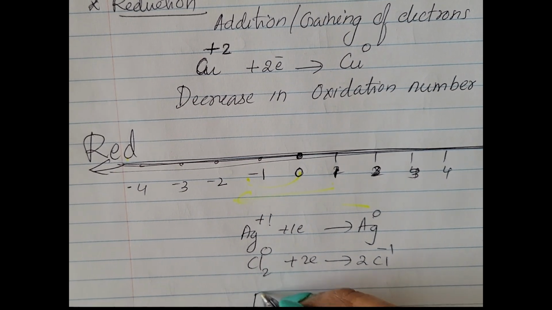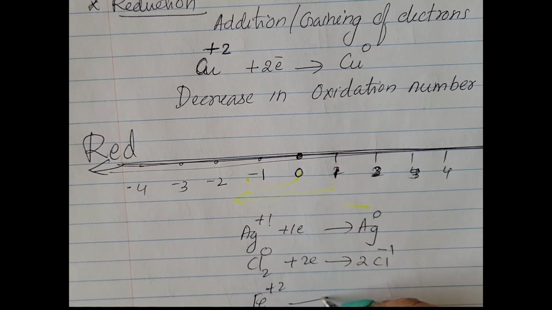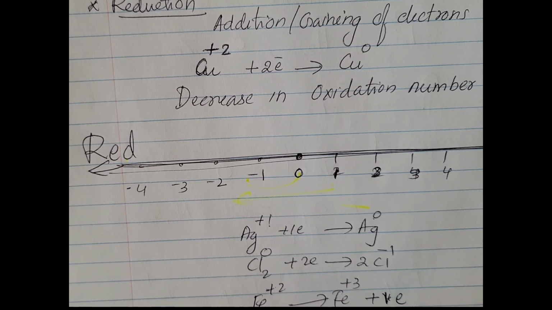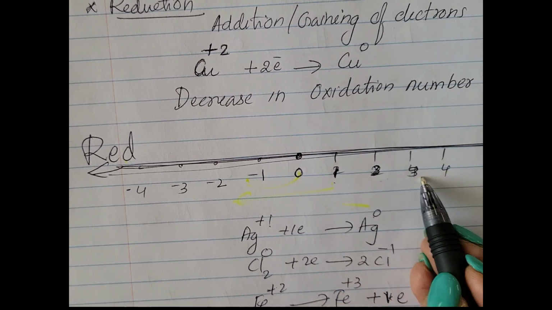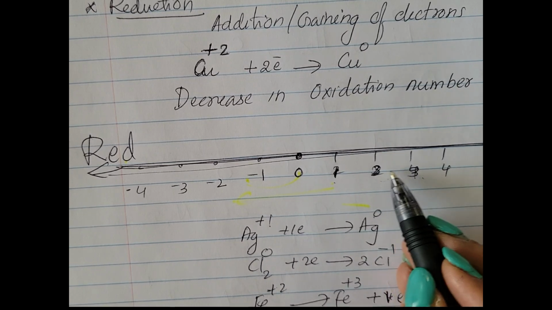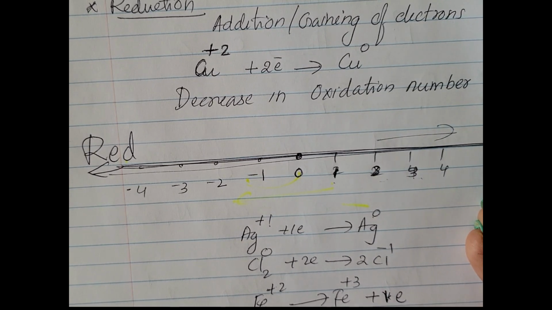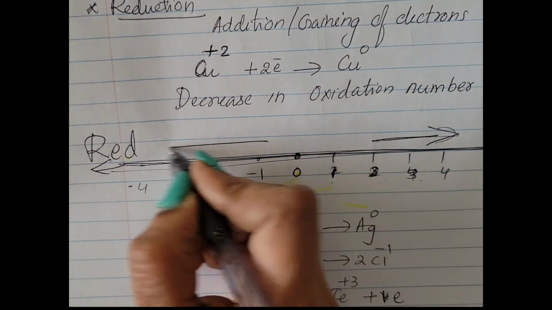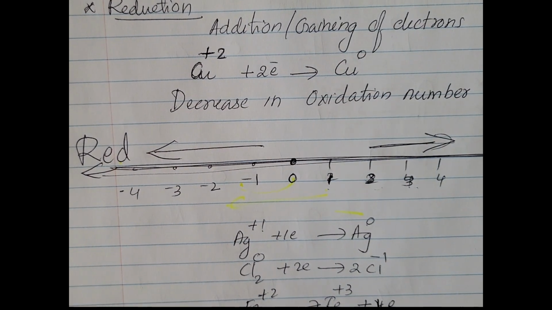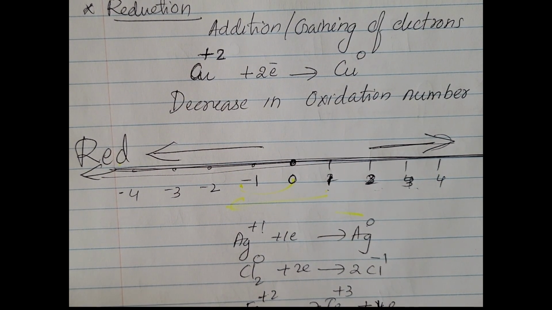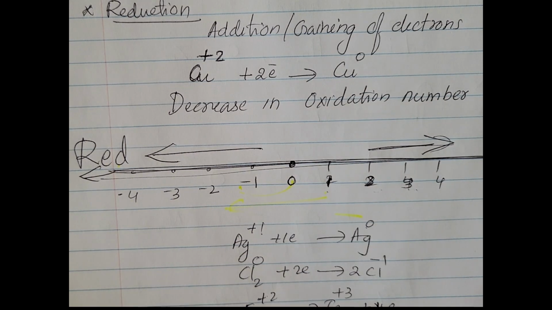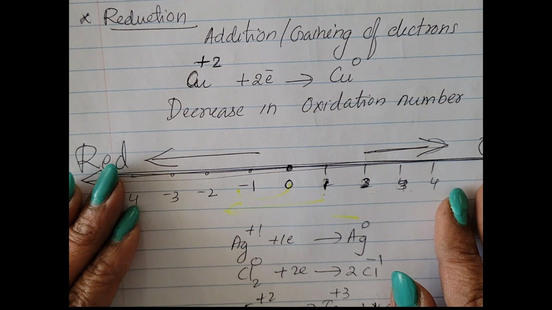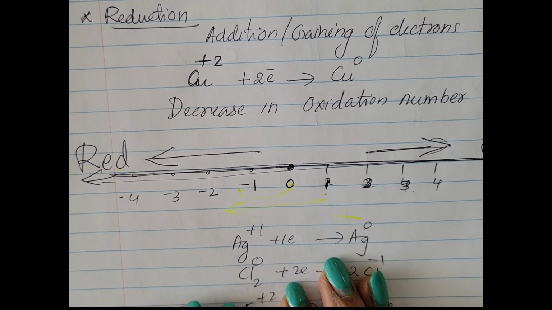So if we have Fe2 plus changed into Fe3 plus, that will be what? 2 to 3. Going towards this direction, that will be what? If you are going to the right on the number line, that will be oxidation. Going to the left, that will be what? Reduction.